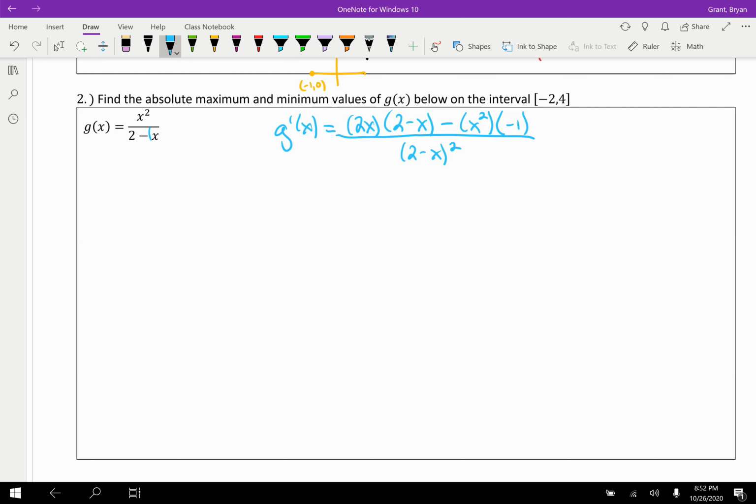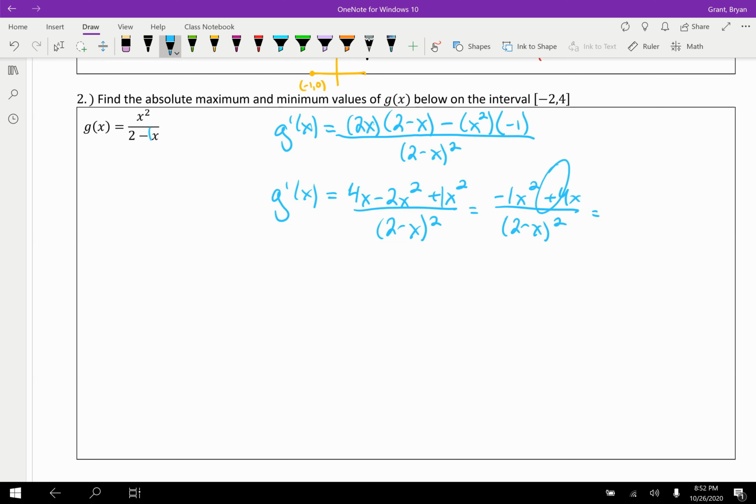Can we clean this up? I think we can. Let's be clever here. So g prime of x, I will distribute the 2x to both of these, I think. So we get 4x minus 2x squared plus another x squared. Look at that negative over there, divided by 2 minus x squared. And I'll continue to the right. I have a little bit of room here. We're looking at, let's see, negative 1 of those x squareds plus 4x divided by the denominator.